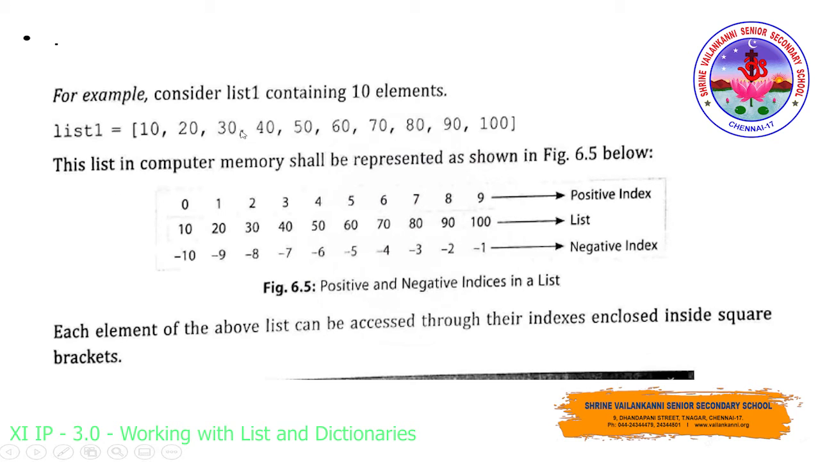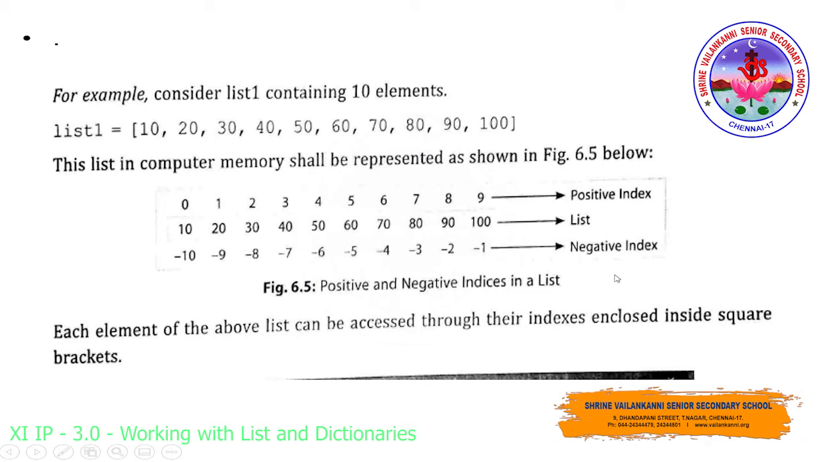List1 is a variable where it consists of 10 elements. See here how they have assigned the positive and negative index. Positive index always starts from left to right and the negative index always starts from right to left. So when you're accessing elements using the positive index, you have to make use of this index position respectively. So if I wanted to access 80, I should give the index position as 7. If I wanted to access 90, I should give the index position as 8.